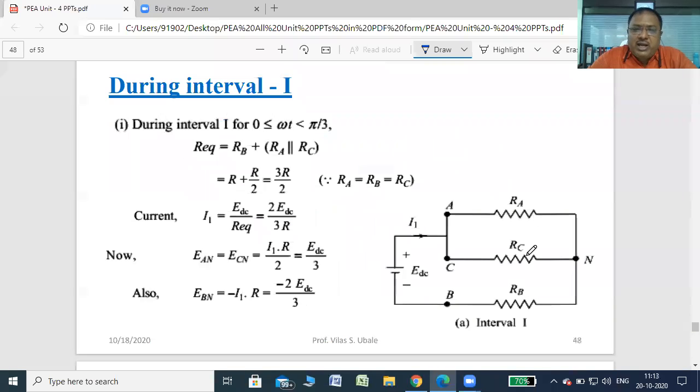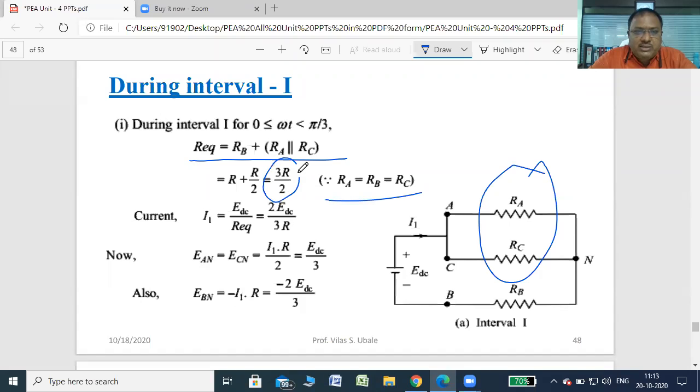Now you can check RA and RC are parallel resistors. So the total R equivalent is equal to RB plus RA parallel RC. These two are parallel resistors. If we consider RA equal to RB equal to RC, then it will be 3R by 2. The equivalent resistance is 3R by 2.